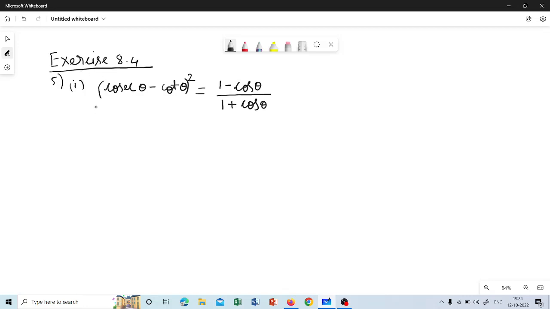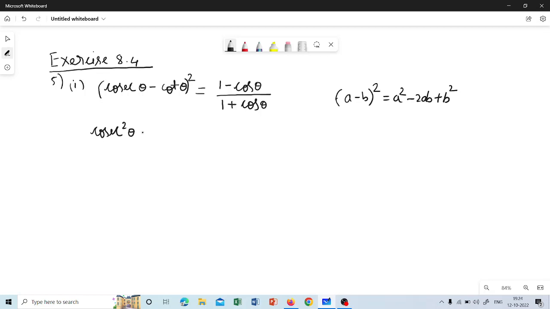So first I want to begin with a simple property here. It is an algebraic identity, that is (a minus b) whole square is equivalent to a square minus 2ab plus b square.